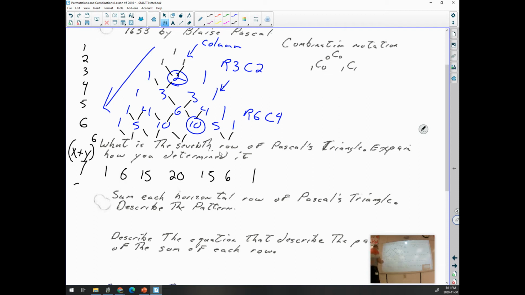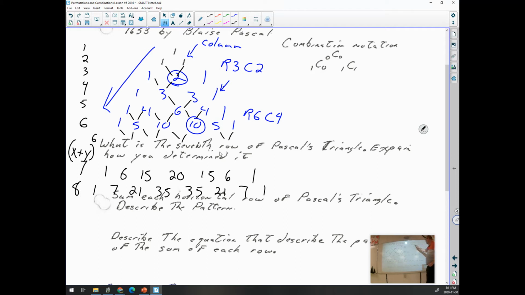The 8th row, same pattern: 1, 7, 21, 35, 35, 21, 7, 1. And I could do the 9th, the 10th, the 11th, and whatever. I just have to keep writing this throughout Pascal's triangle. Correspondingly, each of these numbers can be written in combination notation.